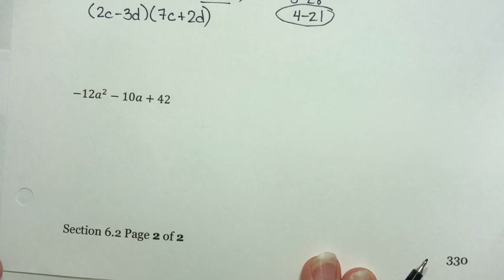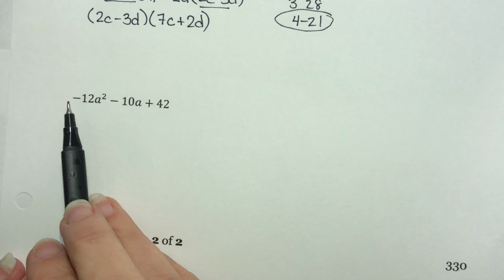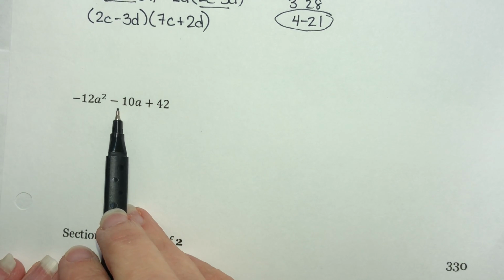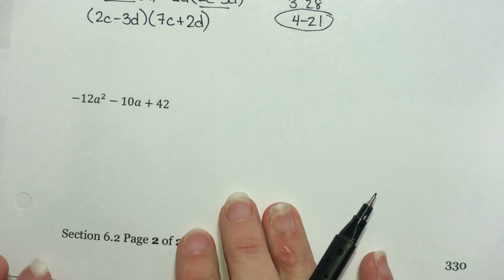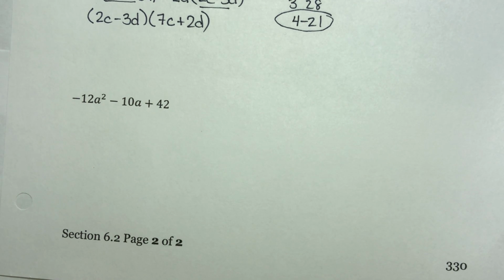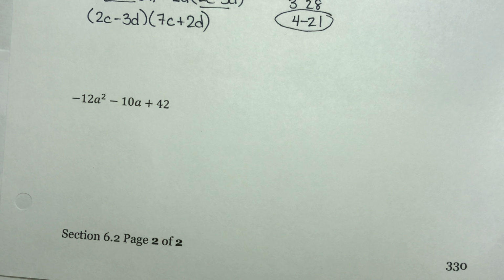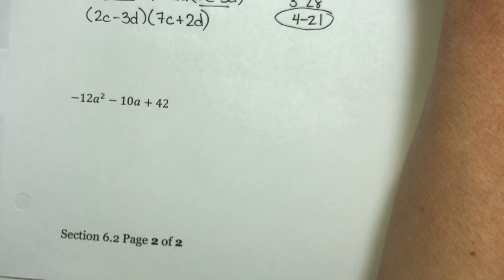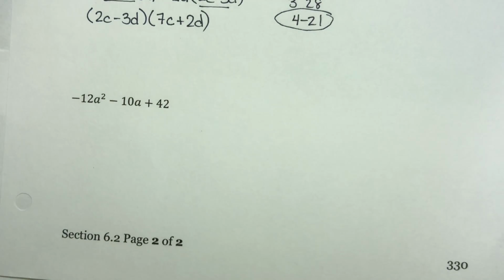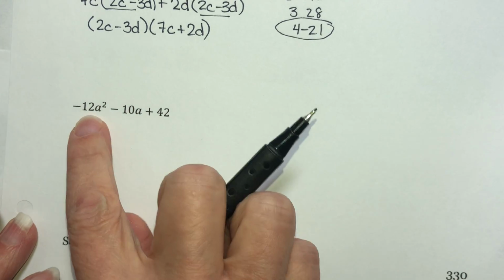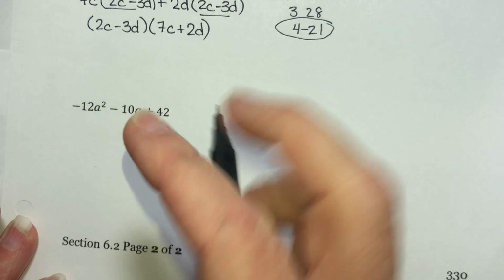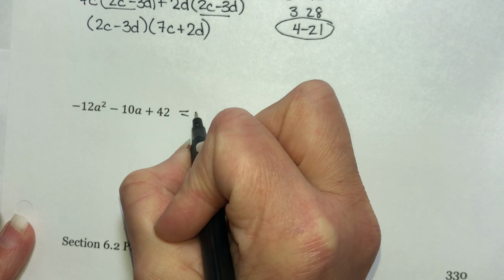Okay, last problem in this section. I want to factor negative 12a squared minus 10a plus 42. One of the things I said earlier is that this is always easier if your first number is positive. So I know I want to factor out at least a negative 1. But is there anything else I could factor out? Well, all of these numbers are even, so I can factor out a 2. Since I want that first number to be positive, I'm going to factor out a negative 2.